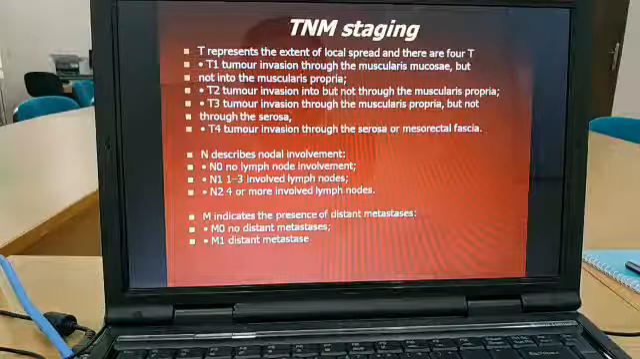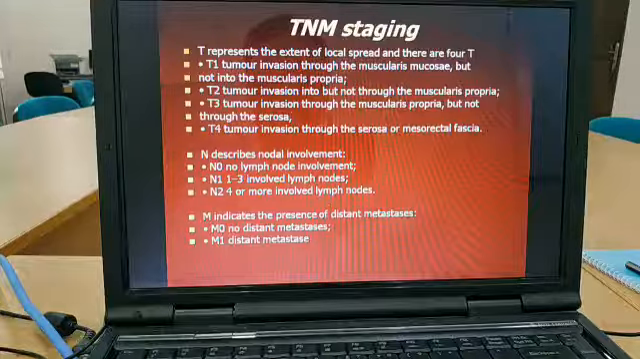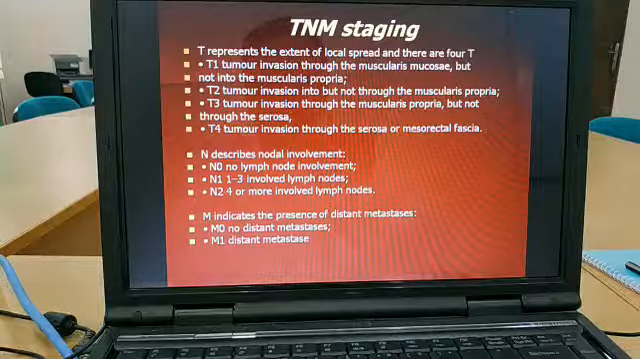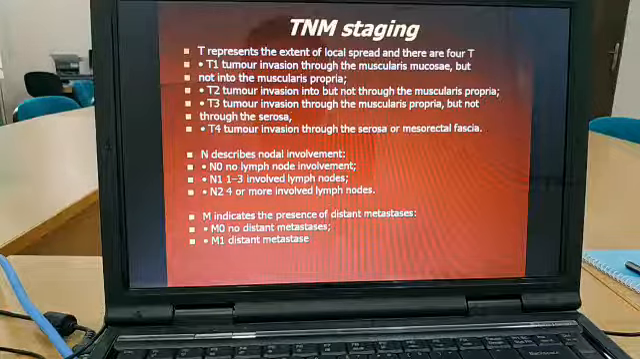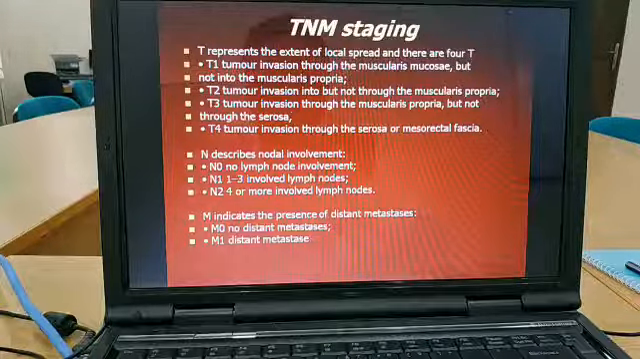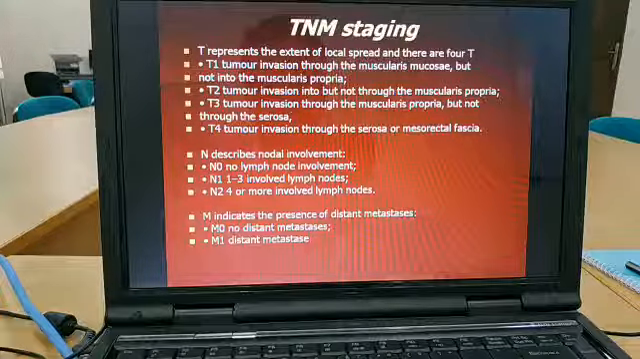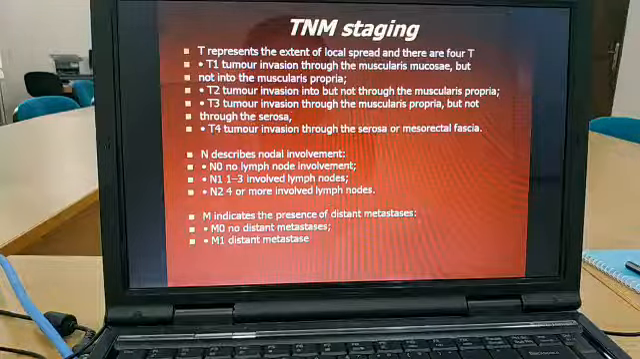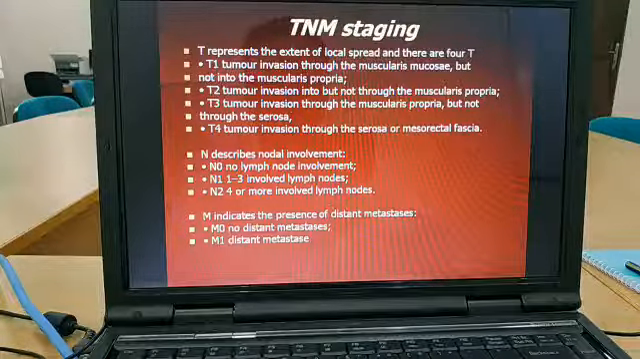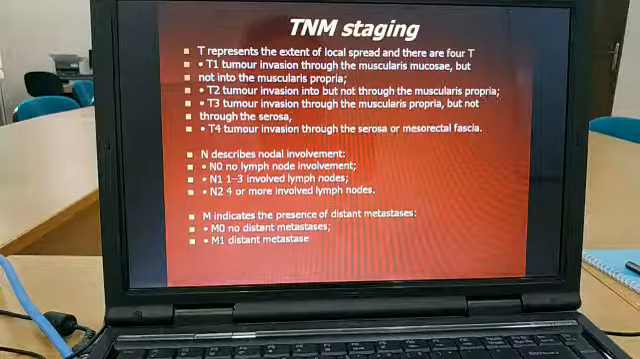N0 means no lymph node involvement. N1 means 1 to 3 lymph nodes involved. N2 means 4 or more lymph nodes involved. And M indicates the presence of distant metastasis. M0 means no distant metastasis, and M1 means distant metastasis present. So you can classify or stage carcinoma rectum in the TNM staging also.